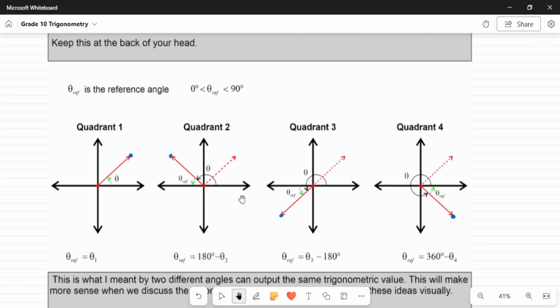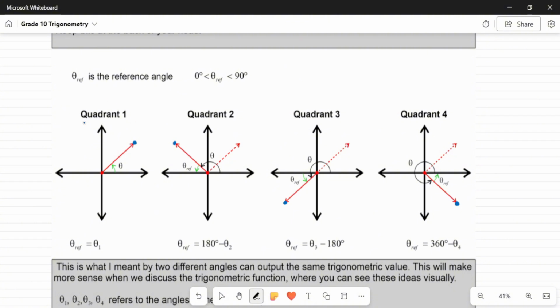But anyways, for now, you can see that for quadrant 1, the reference angle is equal to the angle in the standard position. Because the angle in the standard position is the angle from the positive x-axis to the terminal ray. In quadrant 2, to get the reference angle, it's 180 degrees minus the angle in the standard position, which will take all of this here away, and we're left with only this portion here. So that's how we get the reference angle in quadrant 2.